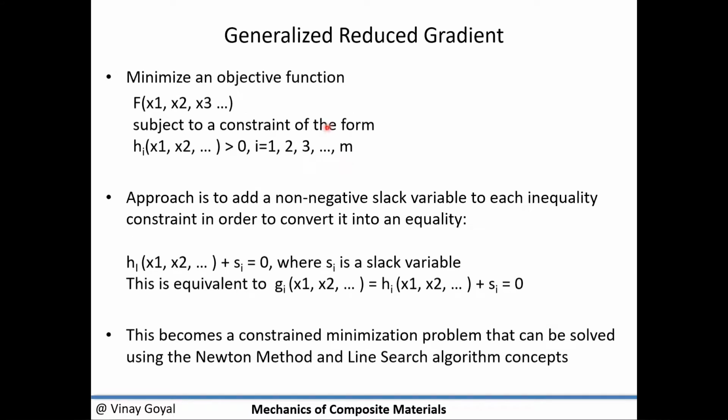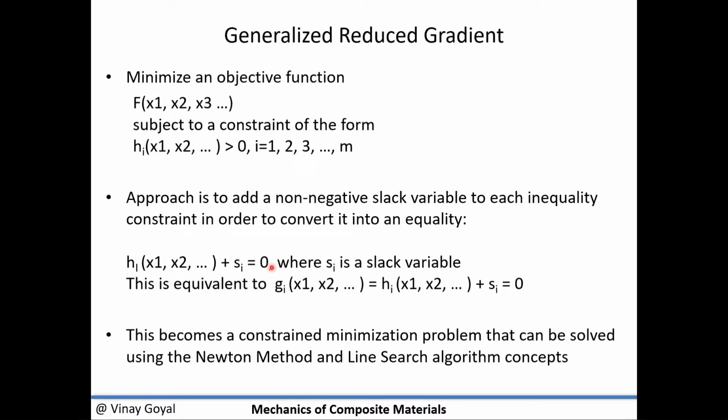We have here the idea of minimizing the objective function. So I want to minimize this objective function subject to a set of constraints, and the set of constraints could be inequalities like this. The approach that we're going to take is turn this positive into a negative sign by multiplying by minus. And then what we're going to do is add non-negative slack variables to each inequality constraint. And the idea is to convert each of these inequalities into equalities. So by turning this into a negative and adding a positive value of a slack variable, I'm able to make that into an equality constraint.